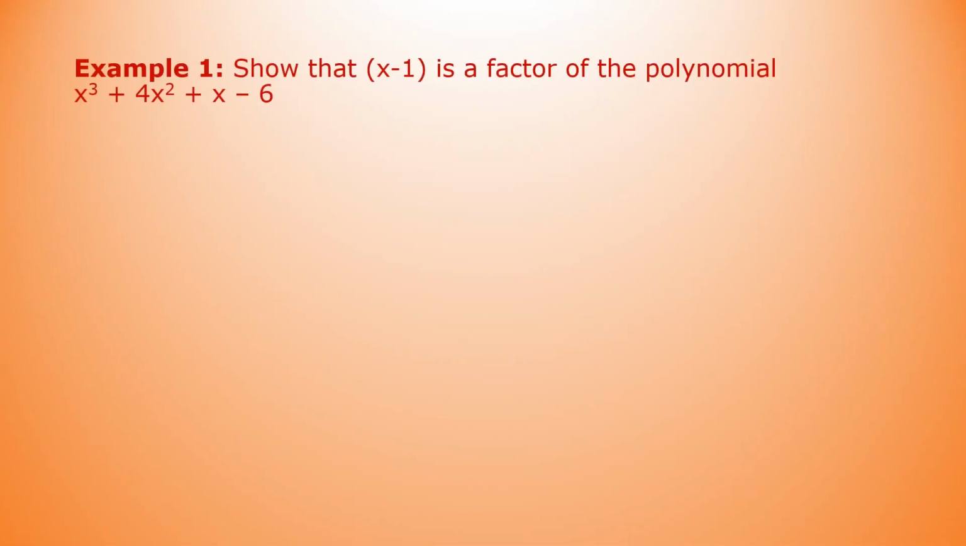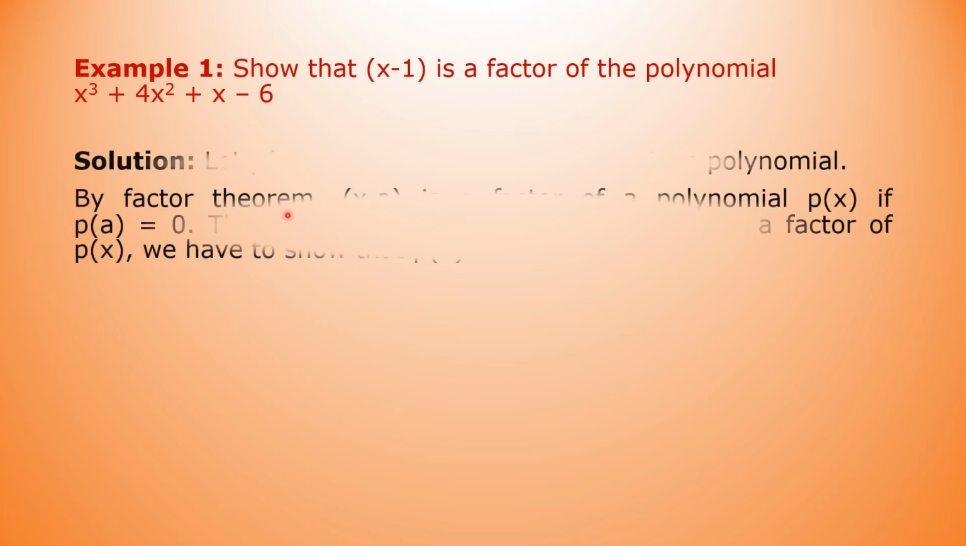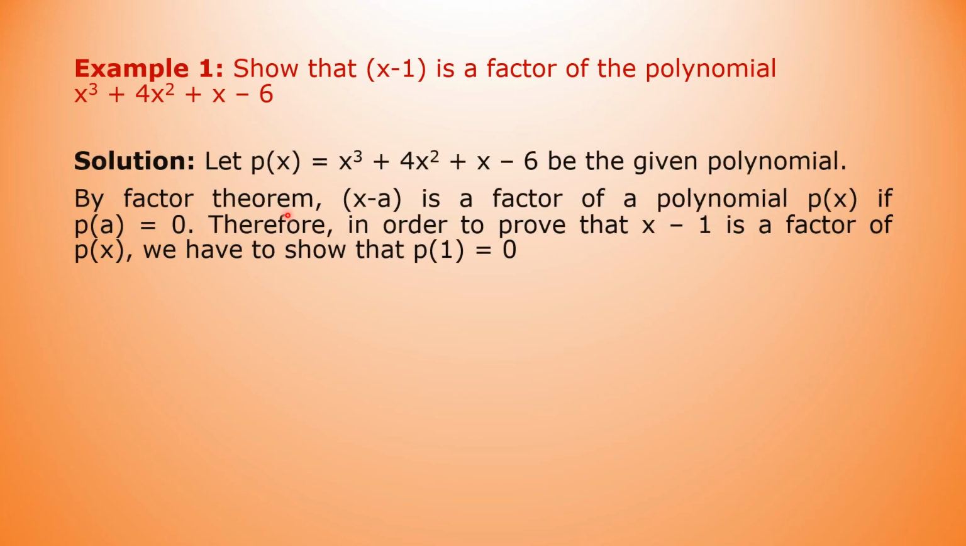So let us see an example here so that you can understand easily. Show that x minus 1 is a factor of the polynomial x cubed plus 4x squared plus x minus 6. Now, let p of x be equal to x cubed plus 4x squared plus x minus 6. We consider this as the polynomial p of x. Now, by the factor theorem, x minus a is a factor of the polynomial p of x if p of a is equal to 0.